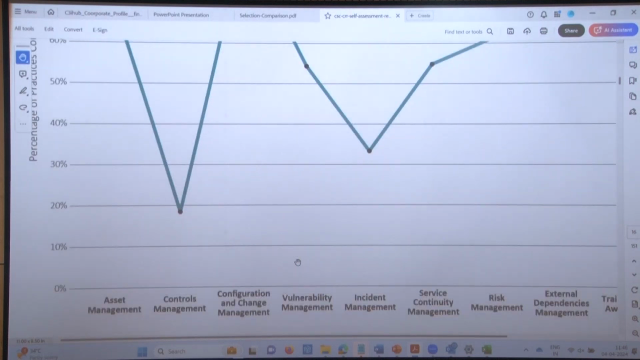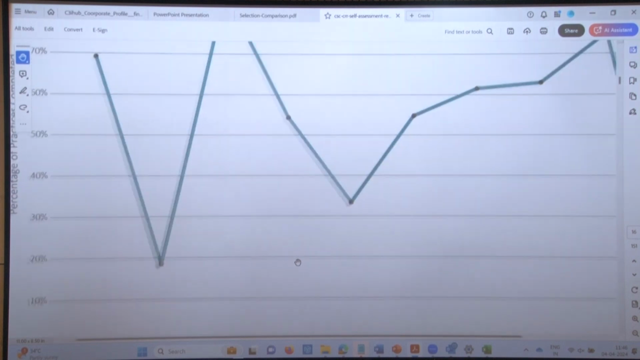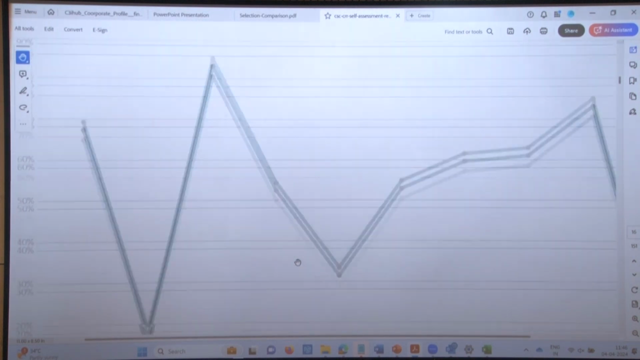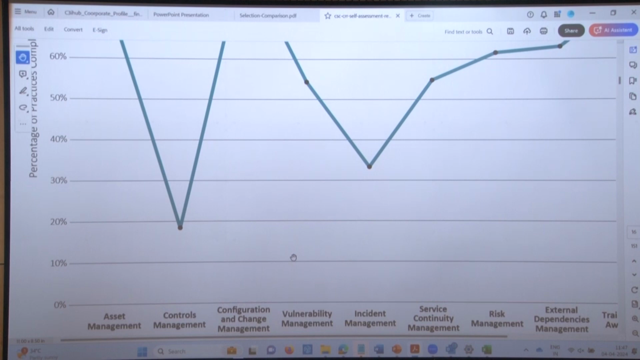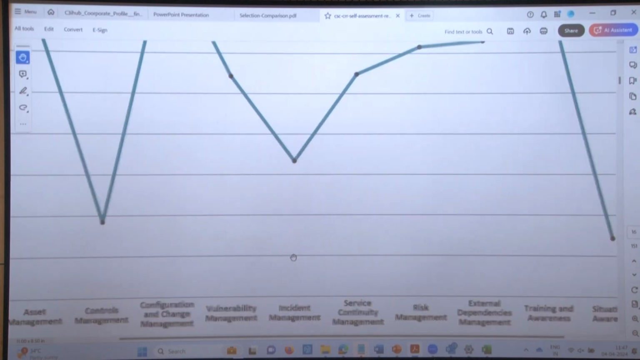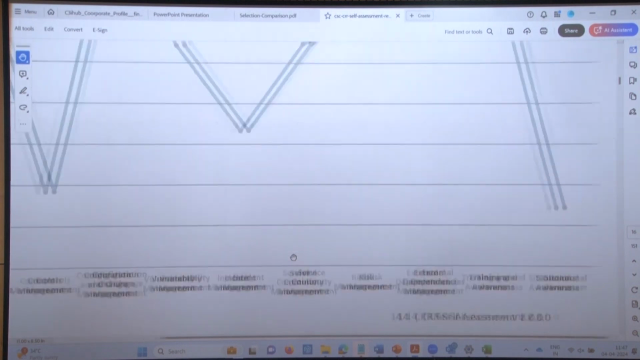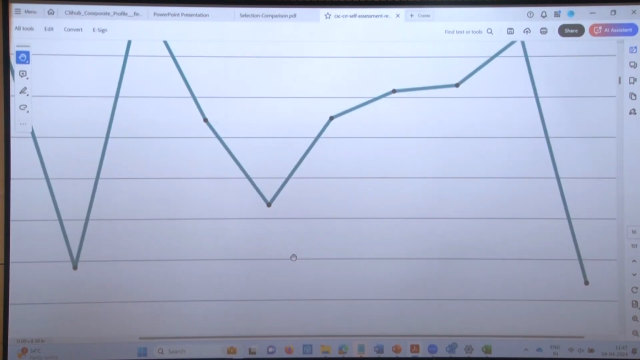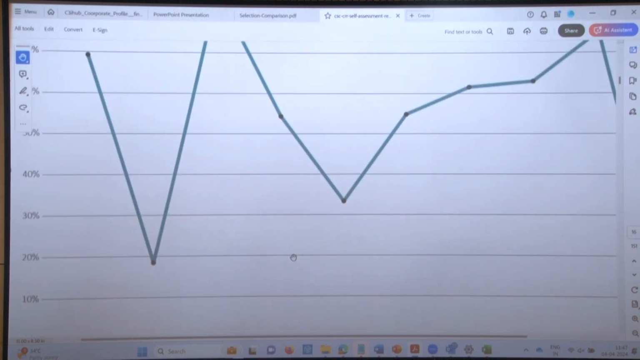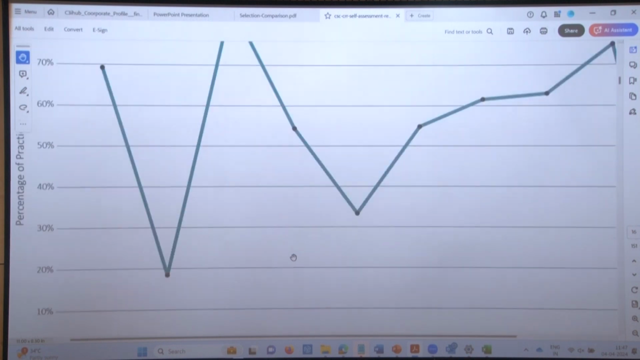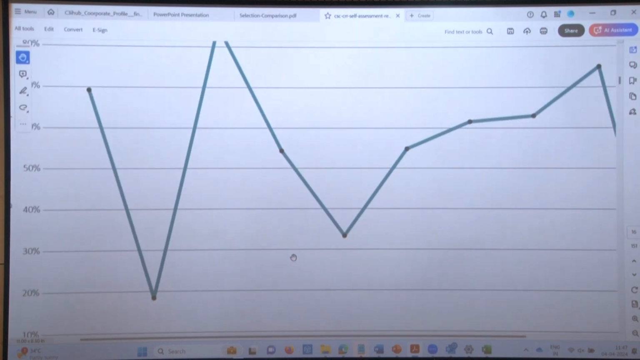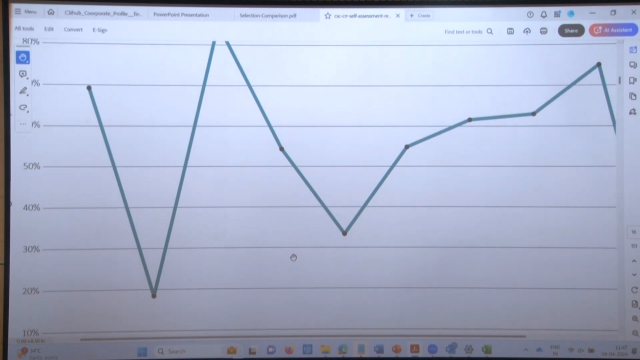This is another view, of the percentage of practices completed. You see that in controls management we are less than 20%, in incident management less than 40%, and in situational awareness also less than 20%. These are some of the major concerns, and this is the view that your board will like to see. They will ask you to show, in the next quarter board meeting, where you are, and at that time show this graph also. If we see no improvement, then you will lose your job.